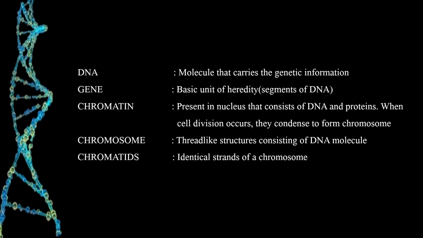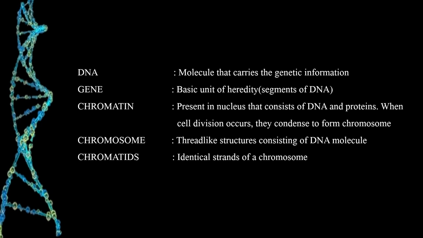That is where we say every individual consists of different genes, and that is why every individual is unique in their appearance. Then what is chromatin? They are the substances present in the nucleus that consist of DNA and proteins. So when there is cell division, these chromatin will condense to form a chromosome. So the chromosome can be termed as the thread-like structures which consist of a DNA molecule.